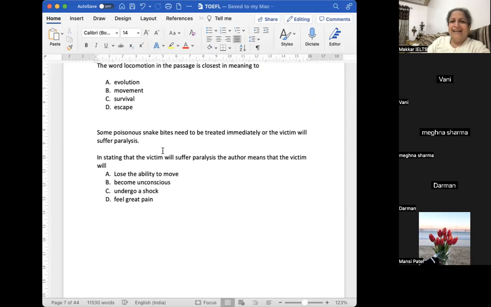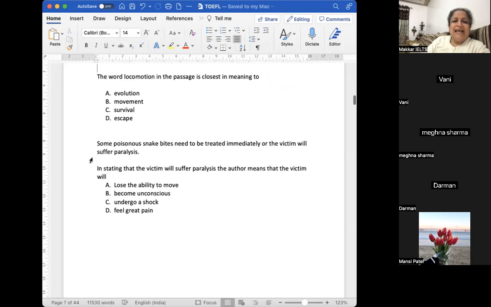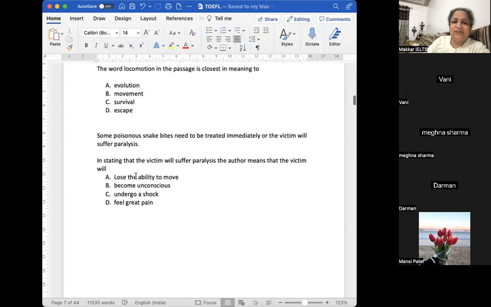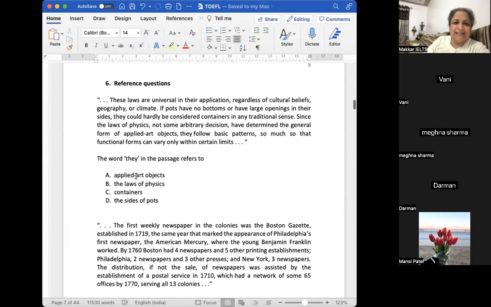Some poisonous snake bites need to be treated immediately or the victim will suffer paralysis. Okay? In stating that the victim will suffer paralysis, the author means that the victim will suffer. यहाँ पे ना word का meaning पूछते हैं, phrase का meaning. यहाँ पे phrase का पूछा गया है, will suffer paralysis. Will A, lose the ability to move, become unconscious, undergo a shock, feel great pain. So what should be the answer? A. So these questions are easy, right? Vocabulary questions. You found them easy. Immediately you could make out the answer.